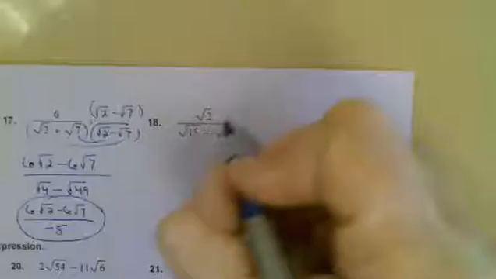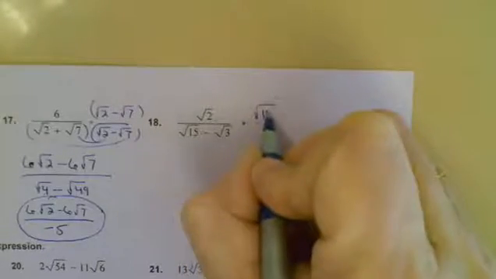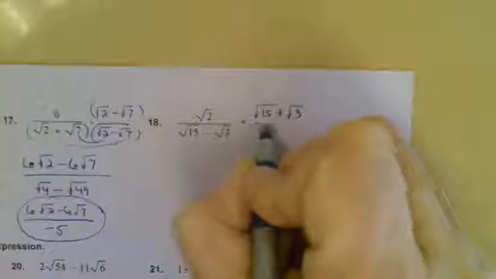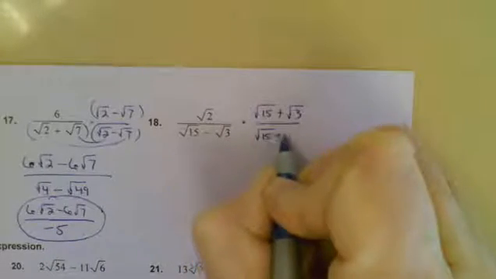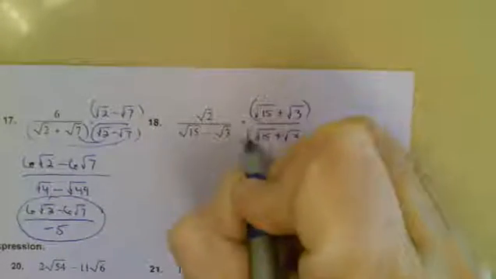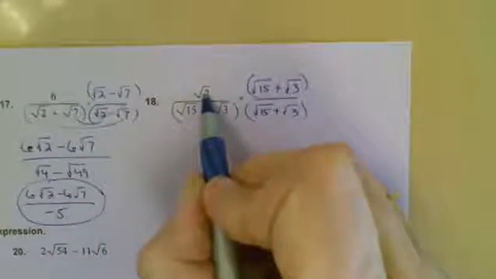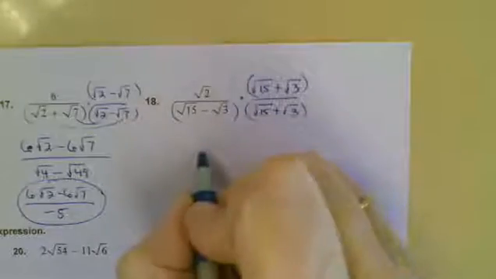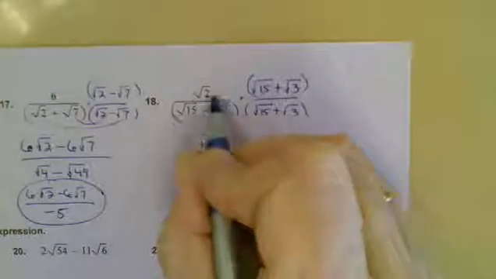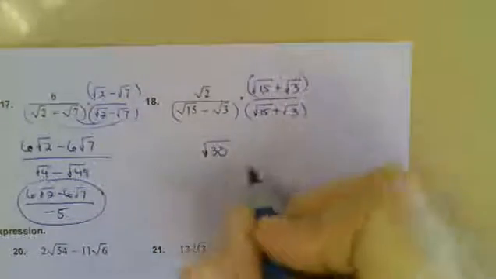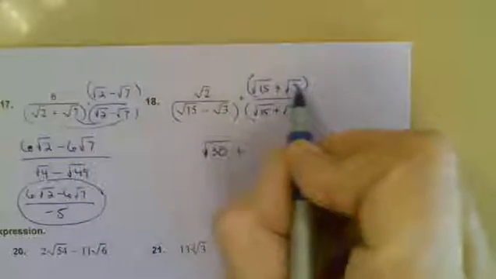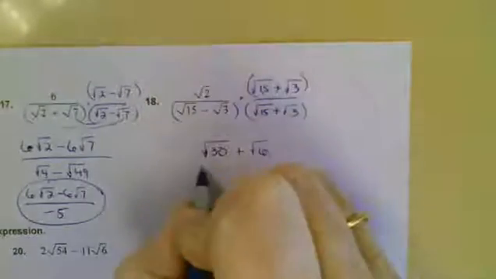And then the last one, I'm going to multiply by square root of 15 plus the square root of 3, and square root of 15 plus the square root of 3. And again, we have to distribute. So with this one, when I take square root of 2 times the square root of 15, I get the square root of 30. They're both under the square root, so I put them together. Plus, square root of 2 times the square root of 3 is the square root of 6.